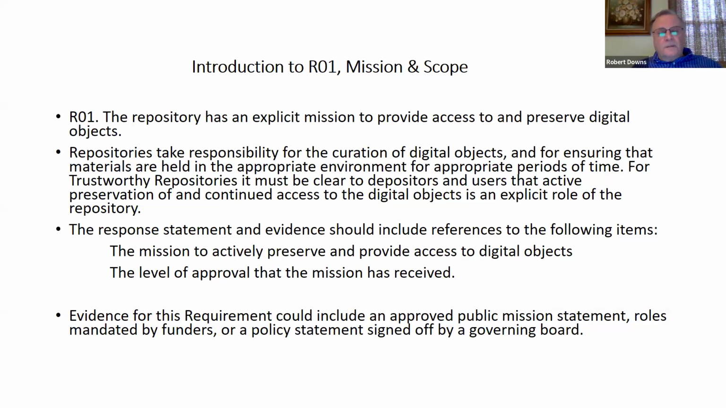And we should be able to provide some additional information about our mission statement, such as who approved it, and what level of approval. Is this approved by the managers of the repository or by others? Is input for this received from the staff members, for example? How is it developed? And the scope of the repository in terms of the community that we serve, the topics, the kinds of data and information that we're providing to the community. So that's a brief introduction to R1.